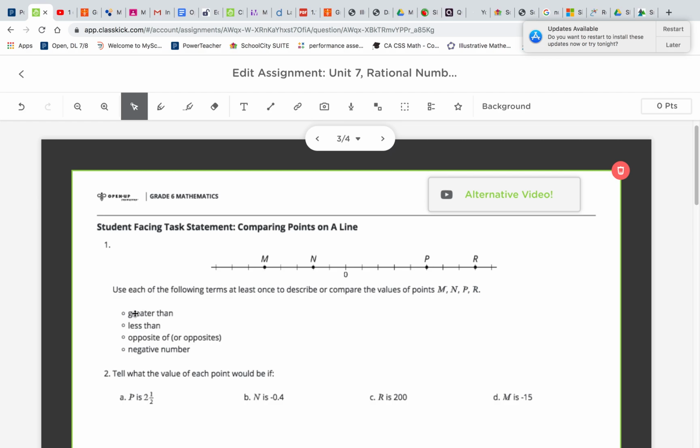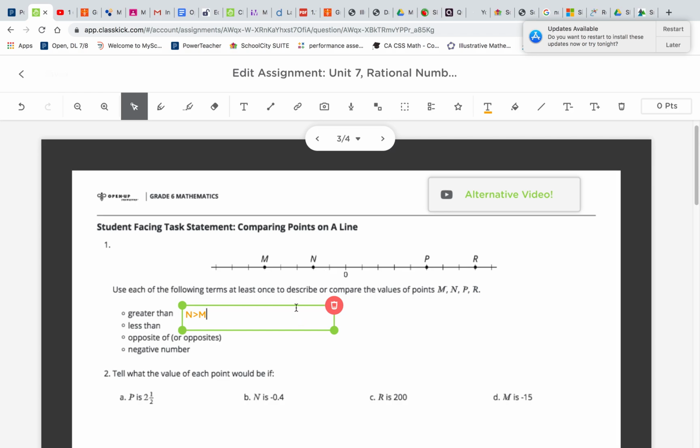All right, so the first thing is greater than. We want to give examples of values or points that are greater than another value or point on the number line. And so there's a lot of different options here. What you're going to do is pick any point and find something that it is to the right of, and that means it is greater than that. So lots of possibilities here. One would be N is greater than M.